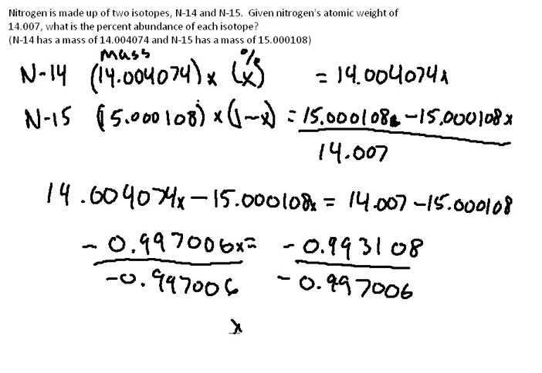And when I do that, I find that x is equal to 0.9906009. Let's see, I've got 2, 4, 6 sig figs, so I'm going to take it out one more spot. So that means nitrogen 14, as a percentage, would be 99.6090%. That must mean 1 minus that number, 1 minus 0.996090, will give me a percent composition for nitrogen 15 of 0.391.